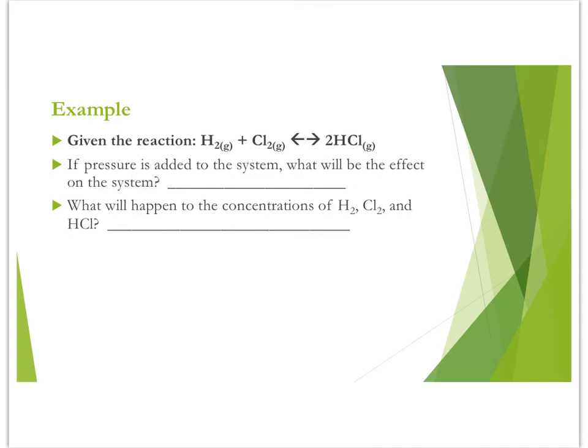So here's another one. These are all gases, so we know that a pressure change will have an impact here. If pressure is added to the system, keeping in mind this PIL, we count the coefficients. On the left-hand side, I have a total of 2 moles of gases. On the right-hand side, I also have a total of 2 moles of gases. If you have the same number of moles of gas on each side of your equation, there will be no effect. It will not stress out the system if you increase the pressure.